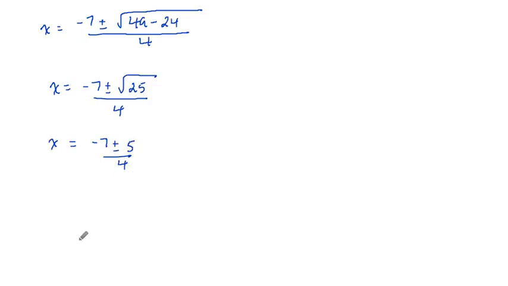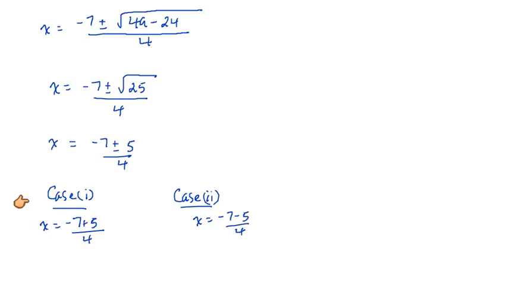That gives us two cases. Just like we had with completing the square, negative 7 plus 5 over 4, that gives us negative 2 over 4, negative 2/4, which gives us, in turn, negative 1/2. In the second case, we will have x equals negative 12/4, which will give us x equals negative 3.